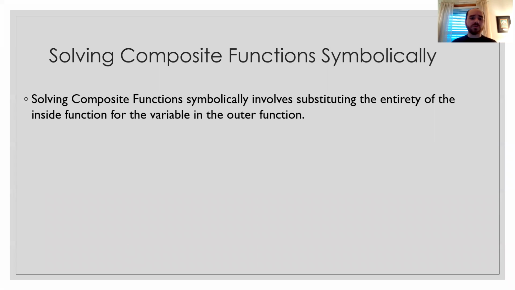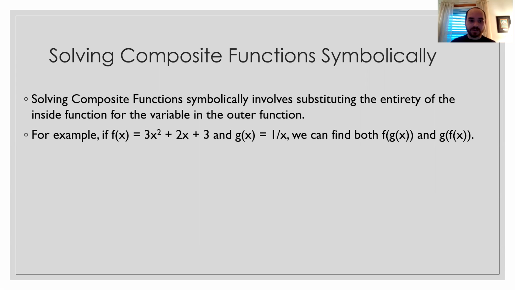Now, those ones aren't too terribly bad, but solving composite functions symbolically is a little bit more difficult. What we have to do is substitute the entirety of the inside function for the variable in the outer function. So we could do this with our previous ones, but I wanted to do one with a little bit more difficulty. So for example, in this case, we have f of x equals 3x squared plus 2x plus 3. And we have g of x equals 1 over x. That looks like an I. I don't like this font. We can find both f of g of x and g of f of x, and we can do this symbolically.